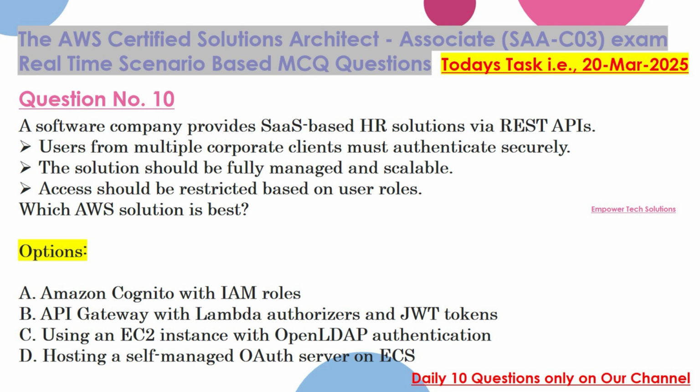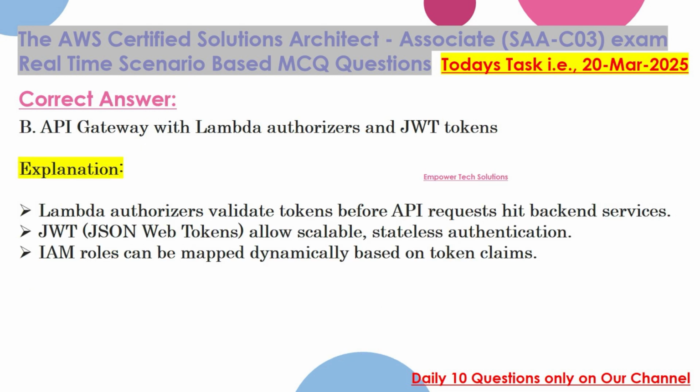Options: A. Amazon Cognito with IAM roles. B. API Gateway with Lambda authorizers and JWT tokens. C. Using an EC2 instance with OpenLDAP authentication. D. Hosting a self-managed OAuth server on ECS. Correct answer: B. API Gateway with Lambda authorizers and JWT tokens.